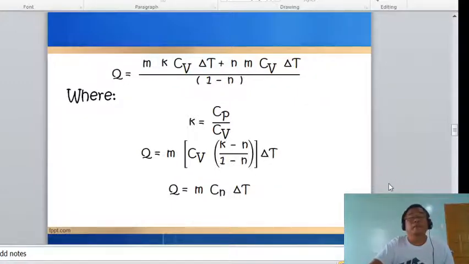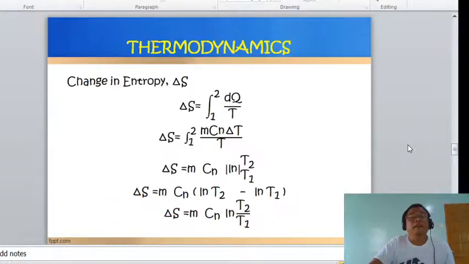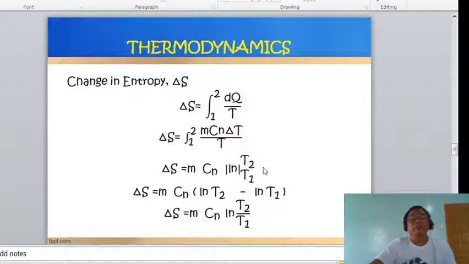Another is the change in internal energy. This is always equal to m Cv delta T, same as the change in enthalpy, that is m Cp delta T. For the change in entropy, the equation is delta S, the integral of dQ over T, with limits from 1 to 2. Substituting values, your problem here is only determining Cn. So delta S is now equal to m Cn ln of T sub 2 over T sub 1. Take note, class, that T sub 2 and T sub 1 should be in absolute.